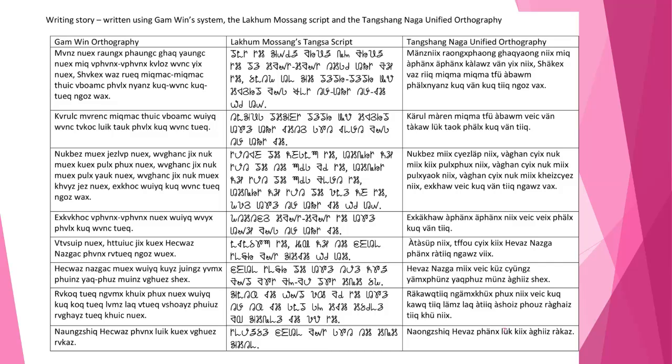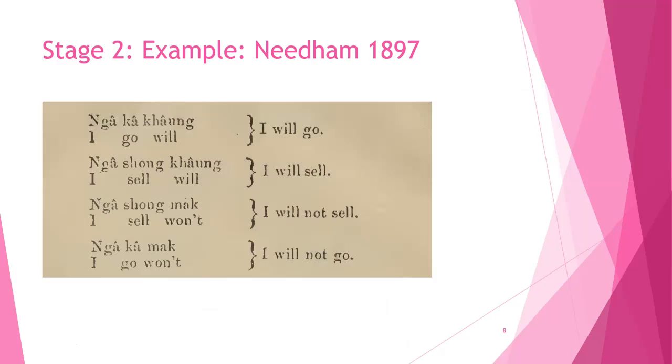Now, none of these are able to be read really by anywhere near a majority of Muishaung Tangsa people, and they would be a real mystery to most other Tangsa speakers. But nevertheless, this is a move towards writing. Okay, so stage 2, which are the scripts created by others. Here's an example from Needham, 1897.